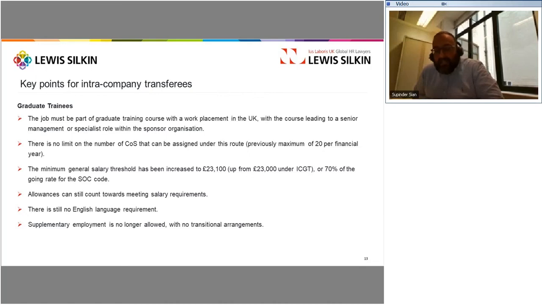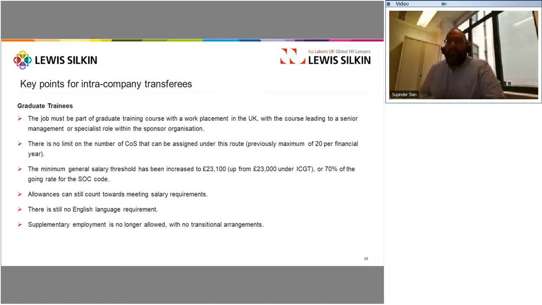We shouldn't be using this for a standard non-graduate trainee role, just because the salary is far lower than the senior or specialist worker route. There is no English language requirement, and again, no supplementary employment, and time spent under this category does not lead to permanent residence.